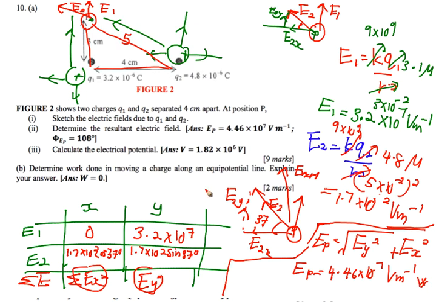And to calculate the direction of the resultant, this is an angle, so you can use tangent theta. Tangent theta is equal to EY over EX. So you can find that theta is equal to 108 degrees.